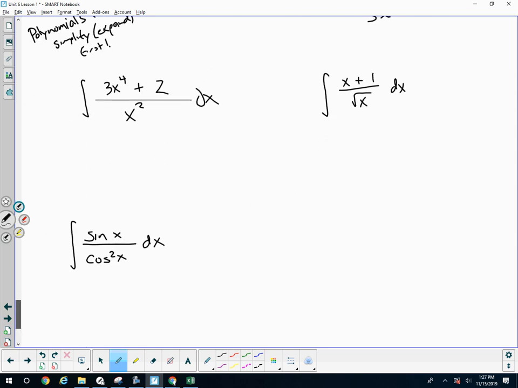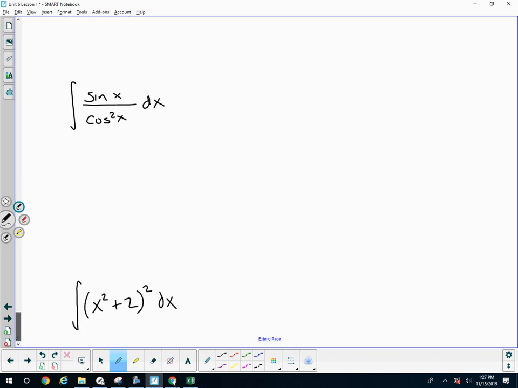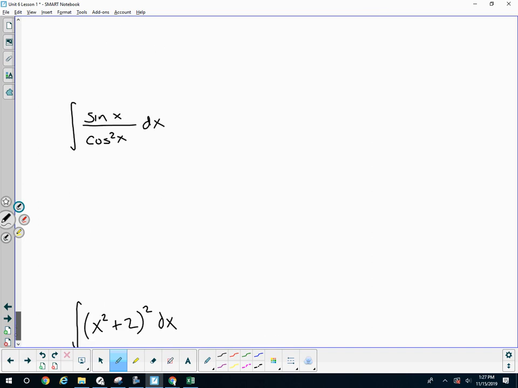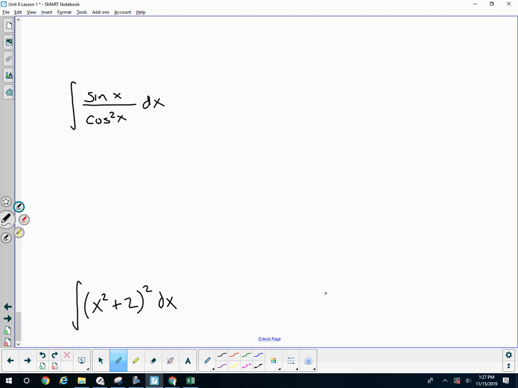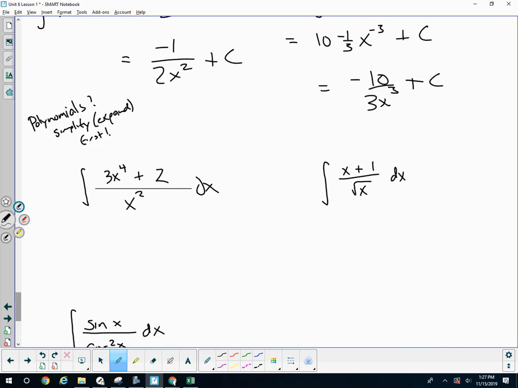If you see quotients, if you see products, like this, I'm going to throw another one in here, like this. You can't use the quotient rule. You can't use the product rule. There is no quotient rule for antiderivatives. There's no product rule for antiderivatives. You are going to have to simplify first. Always, always, always.